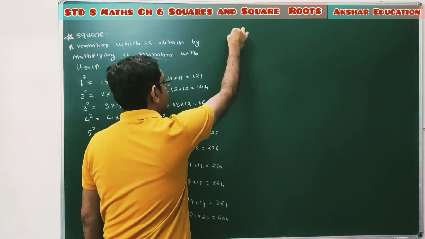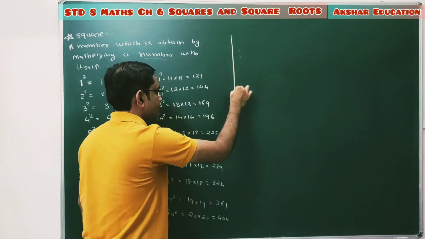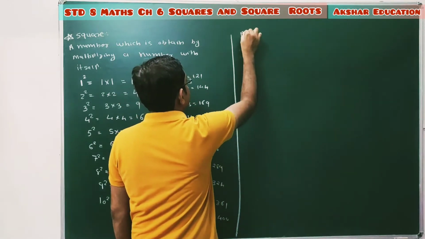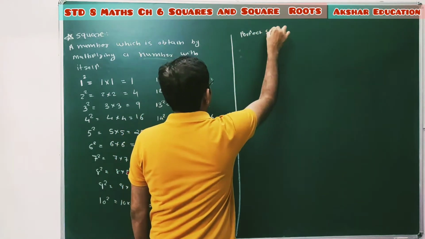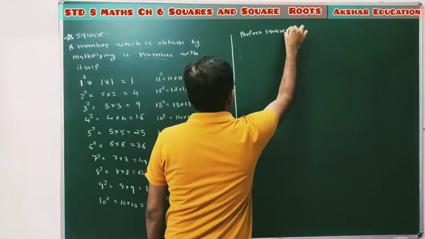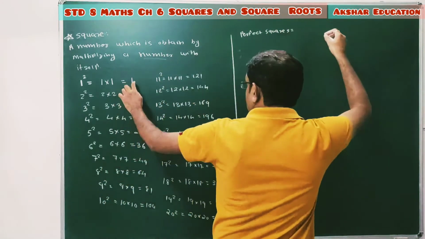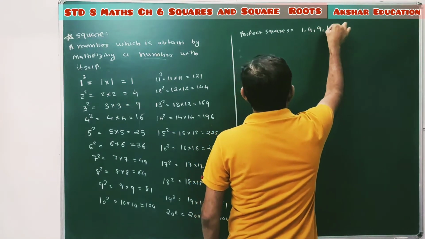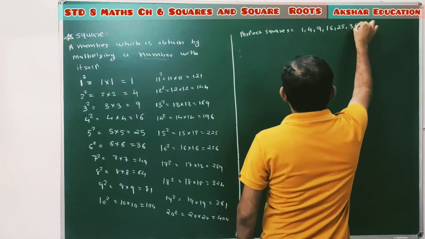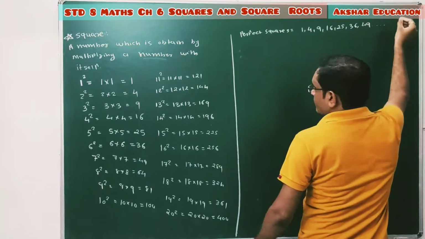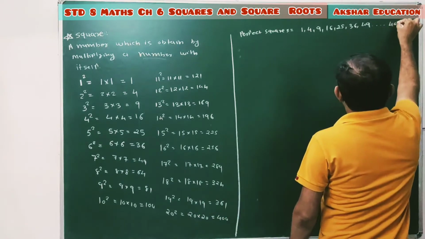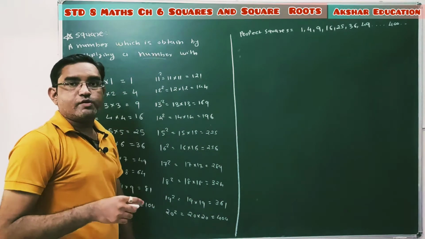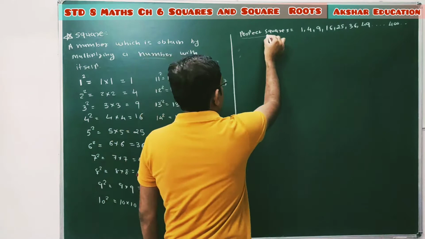So next definition is perfect square. So perfect squares are nothing but the numbers. Which numbers? Here it's a 1, 4, 9, 16, 25, 36, 49 up to 400 और आगे भी जाएंगे 21 square, 22 square. So these numbers are called perfect square numbers.